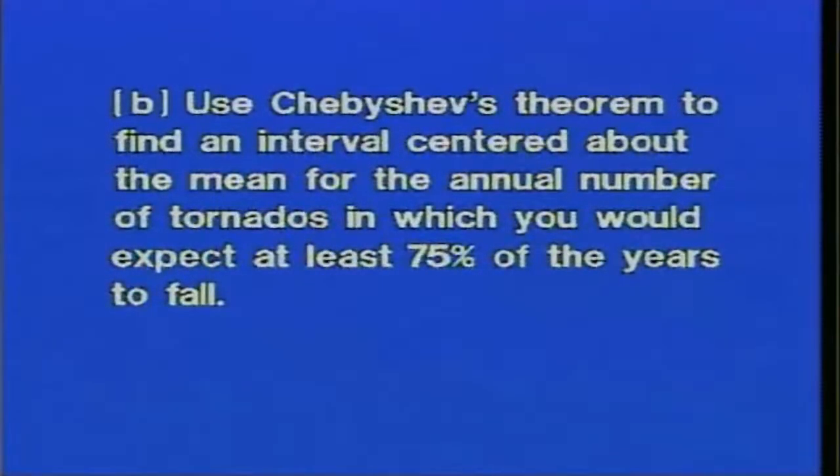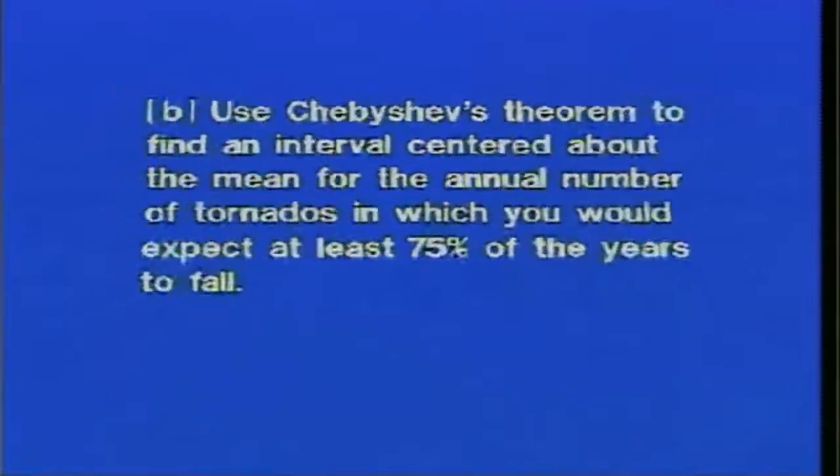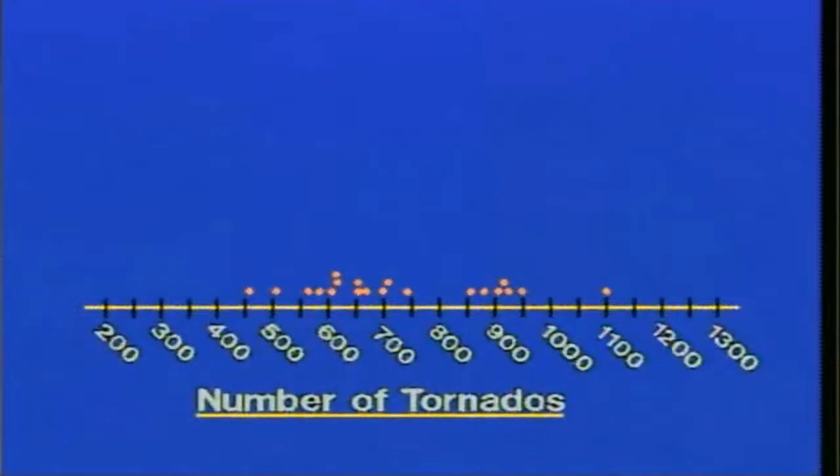The next part of the problem says to use Chebyshev's theorem to find an interval centered about the mean for the annual number of tornadoes in which you would expect at least 75% of the years to fall. At least 75%. Now, we know from our discussion of Chebyshev's theorem a little bit earlier that at least 75% of the data values will fall within 2 standard deviations of the mean.